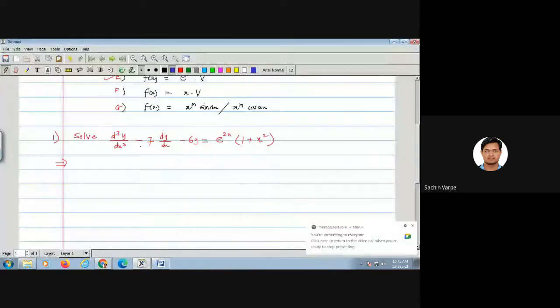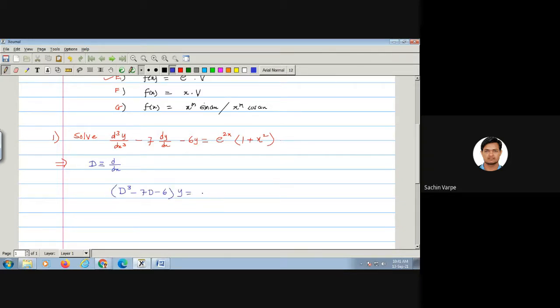So this is the given differential equation in d by dx form. Let us now introduce an operator capital D, where D is the derivative with respect to x. When we substitute capital D, the given differential equation becomes D cube minus 7D minus 6 times y is equal to e to the power 2x into 1 plus x square.